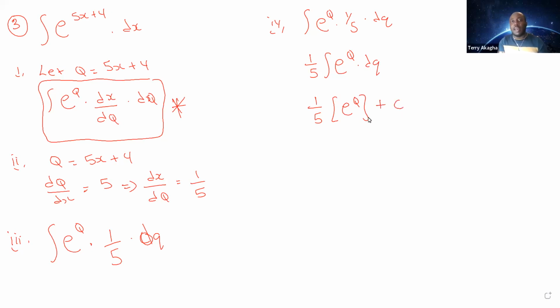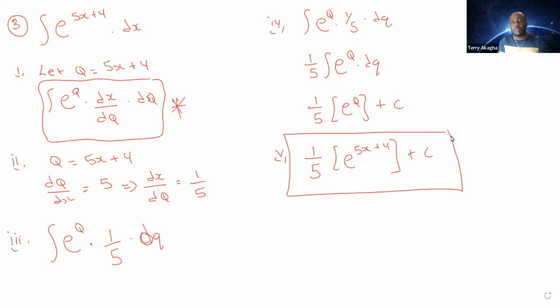Can you see? Then the fifth step, I told you, you now replace the letter with the linear function. So that will give me 1 over 5 e^(5x plus 4) plus c. And that will be the answer for this. Any question? Please feel free to drop it in the comment section and I'll try to respond to it. Let's pick one more.